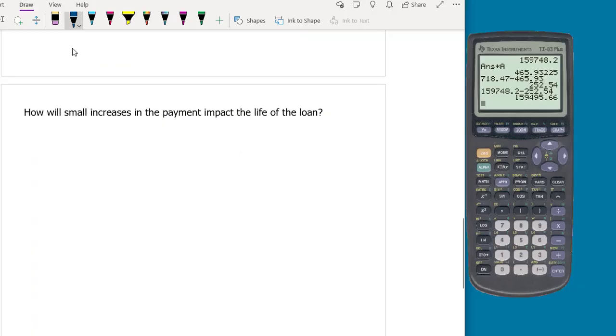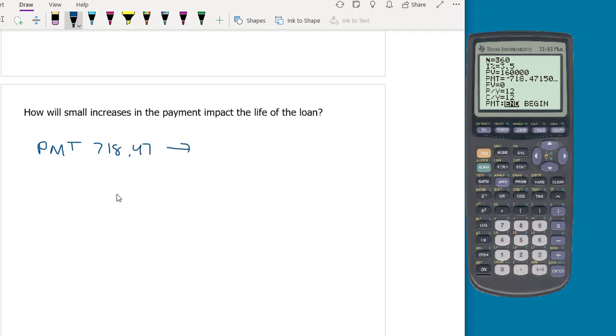Let's go to this third question. How will small increases in the payment affect the life of the loan? So let's go back to the TVM solver. So remember, we're making payments of $718.47. So suppose that instead of paying that amount, we pay $800 a month. So we're increasing our payment by about $82. So I'm going to go down and change this to negative $800.